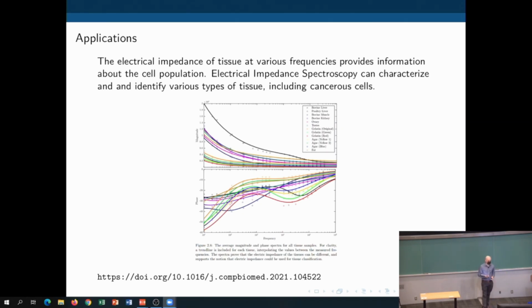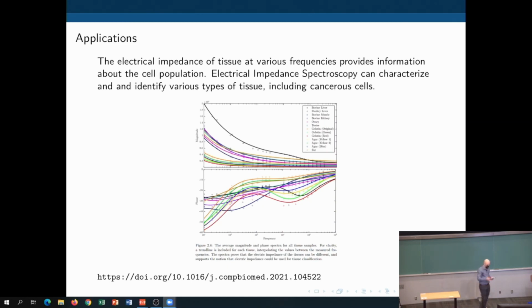These are the Bode plots of different tissue types. And you can see the different tissue types here. Each line is one tissue. Each has different characteristics, different phases, different magnitudes. The response is different. And based on this information, we can infer what kind of tissue we are dealing with.